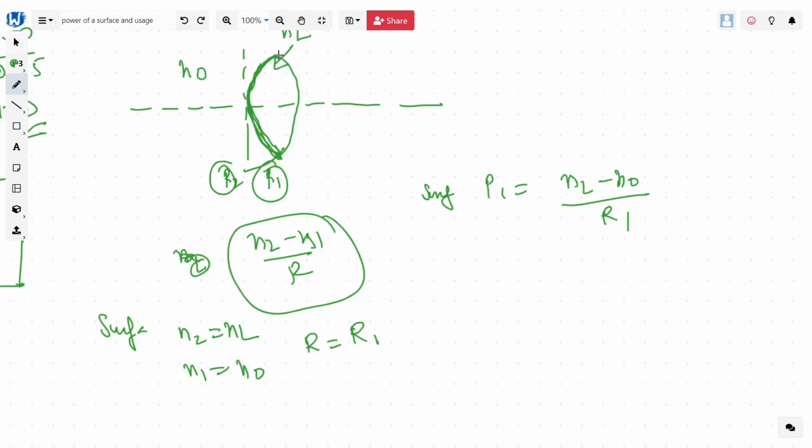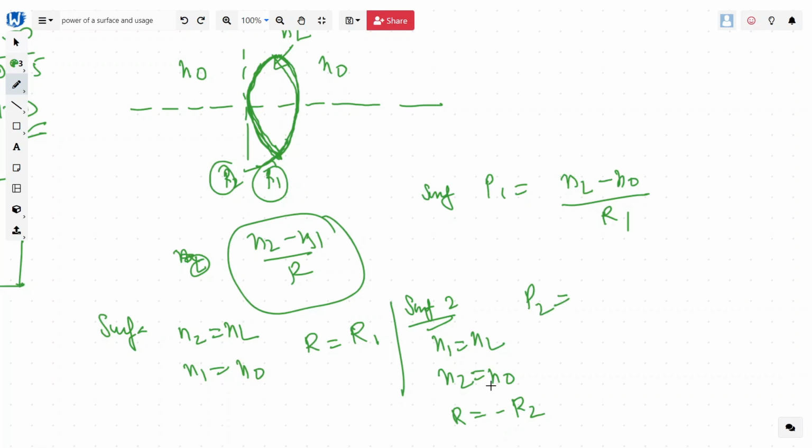Now let's find the power for the surface number 2. Now the n1 for the surface number 2 is going to be equal to NL, and n2 this side is going to be equal to N0, and the radius is going to fall on the negative side. So the R is going to be minus R2, hence the power for the surface 2 is going to be n2, which is N0 minus NL, divided by minus R2.